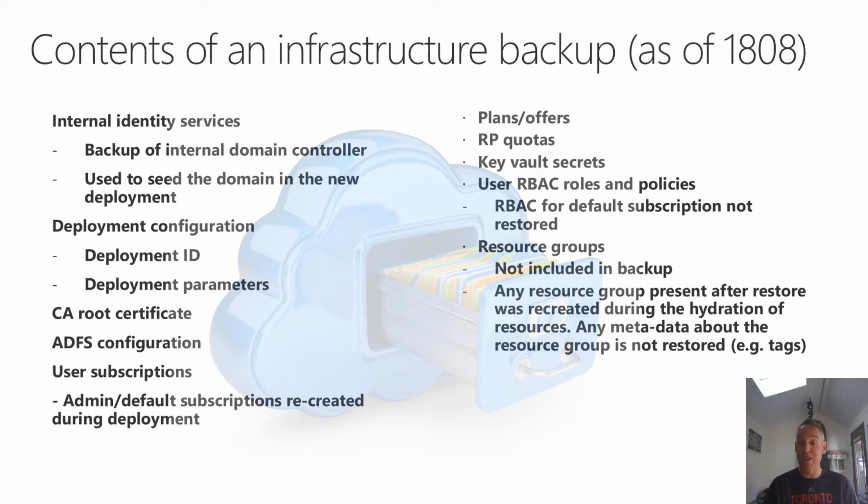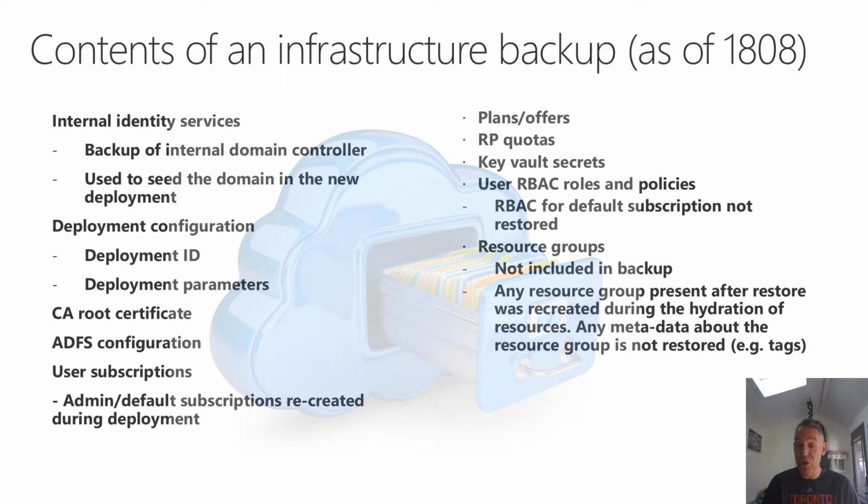So here's an example of some of the stuff that's backed up inside the infrastructure backup. It's a backup of your domain controller because it's got all your identities, all the service accounts that are used, everything like that. That's used to bring up the new secret internal domain inside Azure Stack when you do a restore. It's got your deployment ID. It's got the deployment parameters. So all the questions that you answered when you were preparing to install your Azure Stack for the first time. It's got the certificate information. It's got the ADFS configuration, if you chose ADFS as your identity store, so it will automatically reconnect up to the other Active Directory, the other ADFS, without you having to reconfigure it.